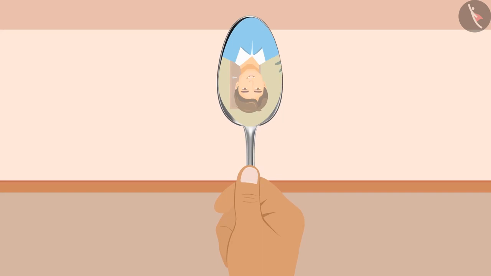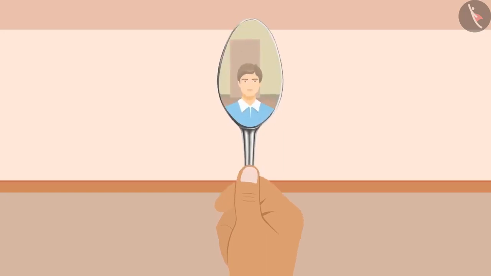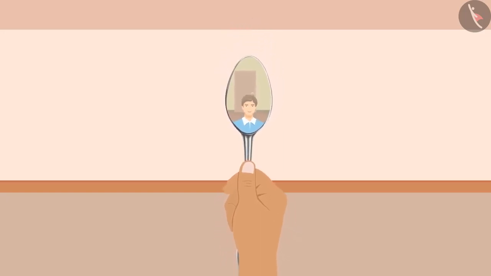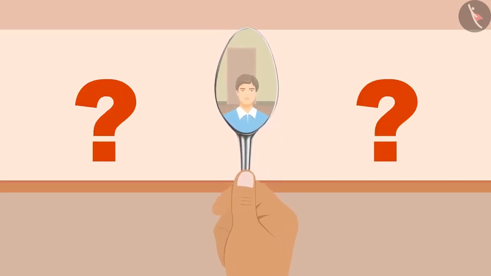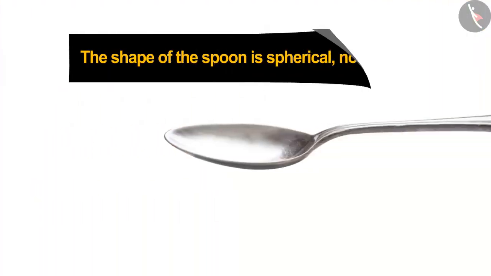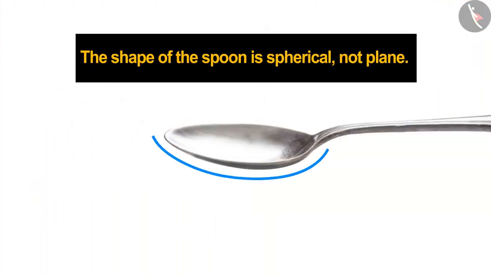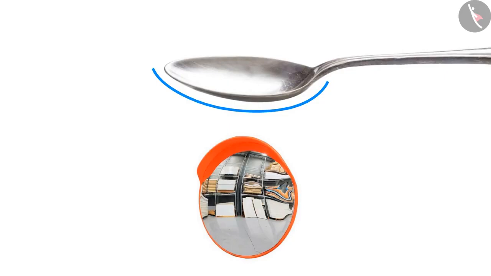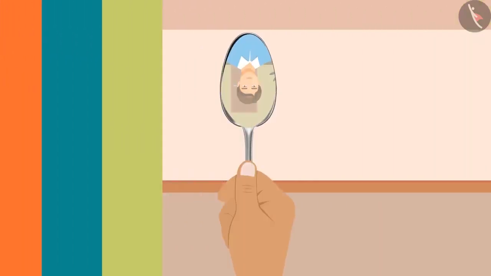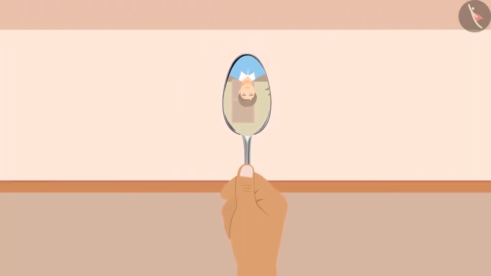What if I turn the spoon over? Here also the size of the image is getting smaller, but it is erect, not inverted as it was in the first case. Could you think why this would have happened to Rahul? The shape of the spoon is spherical, not plane. Those mirrors which have spherical reflecting surfaces, like the spoon in this case, are called spherical mirrors. The small and inverted appearance of the image are two of the characteristics of the image formed by spherical mirrors.